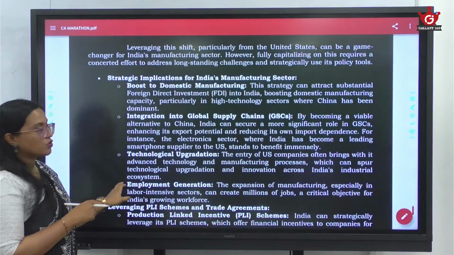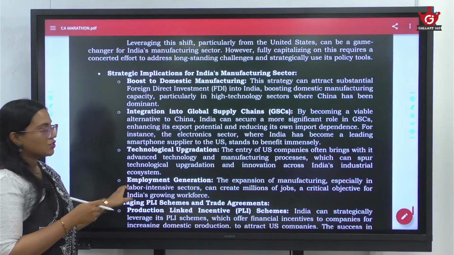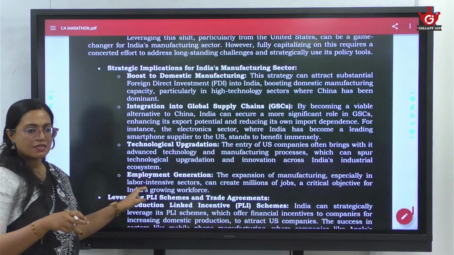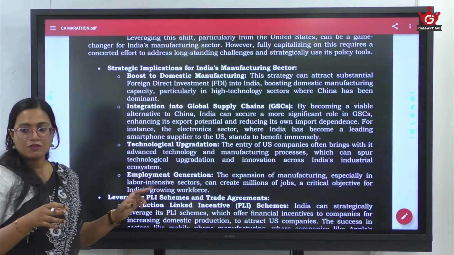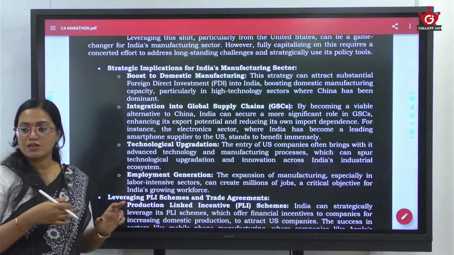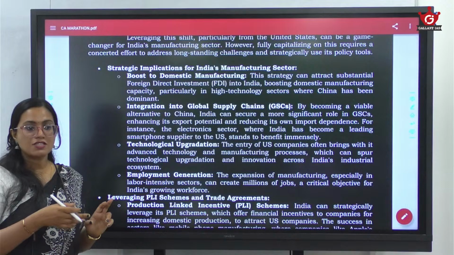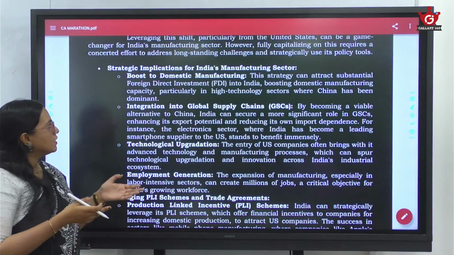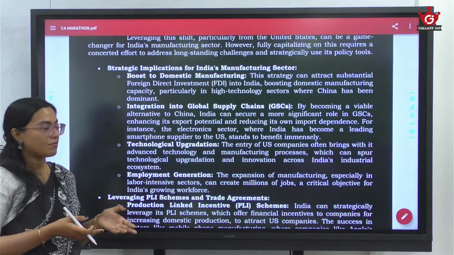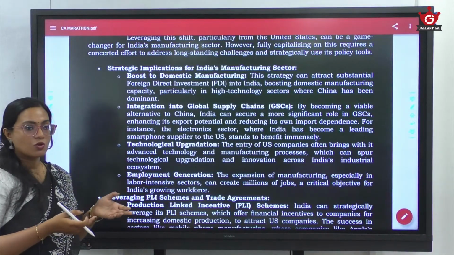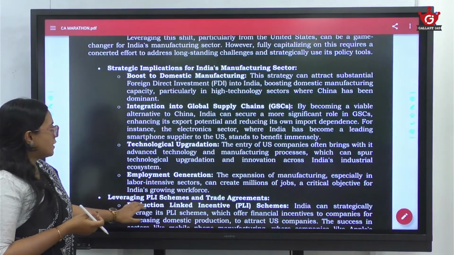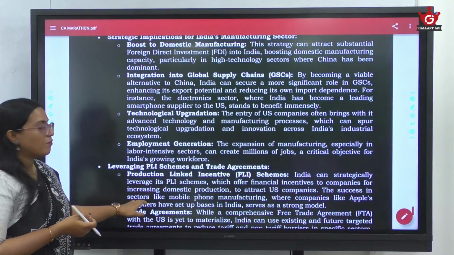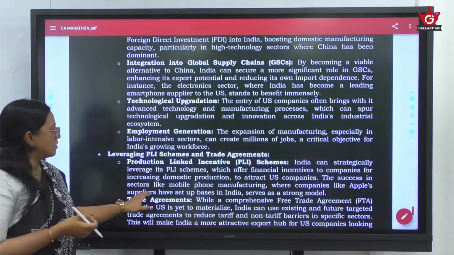Strategic implications: boost to domestic manufacturing, integration into global supply chains. What is the China plus one strategy? The world is looking for an alternative to China and India is trying to be that alternative. That is what is called the China plus one strategy. So how is it helping our manufacturing sector? It is boosting our domestic manufacturing, integration into the global supply chains, technological upgradation, employment generation.